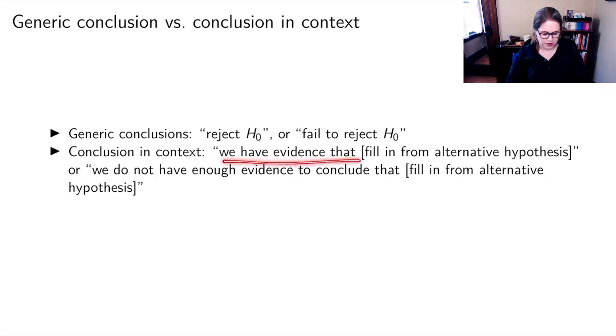So like, we have evidence that, and then you'll fill something in from the alternative hypothesis, or we do not have enough evidence to conclude that something is true. So if we have evidence, that would go along with reject the null hypothesis, and we do not have enough evidence, that would be fail to reject. So those are the sentence starters for the conclusion in context.